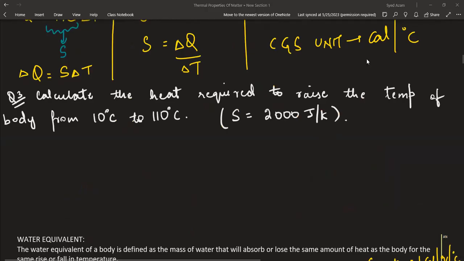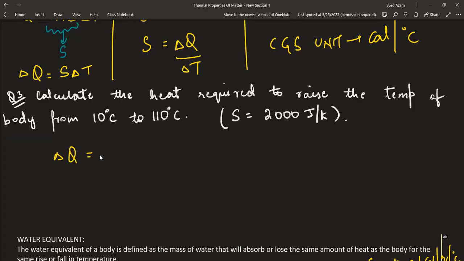Okay, now it says calculate the heat required to raise the temperature of a body from 10 degrees Celsius to 110 degrees Celsius. Now, by looking at the unit, this is given. If this is given where you are not seeing C, you are seeing an S, and you don't see the mass, it should immediately come to your mind that this is the heat capacity. So this will simply be delta Q equal to S into delta T. So what is delta T here, Aleena?